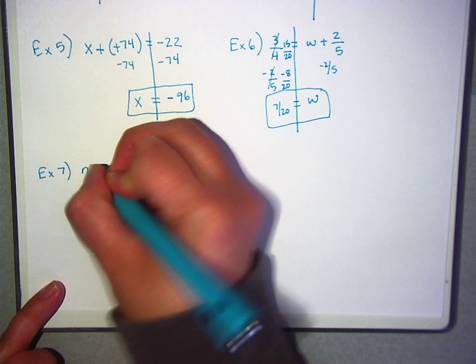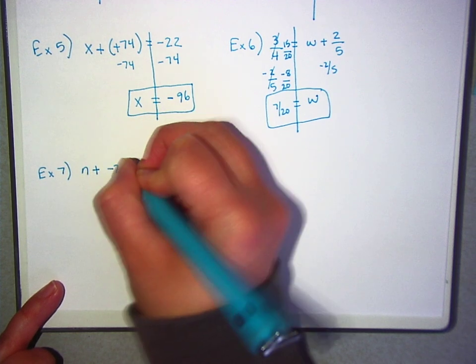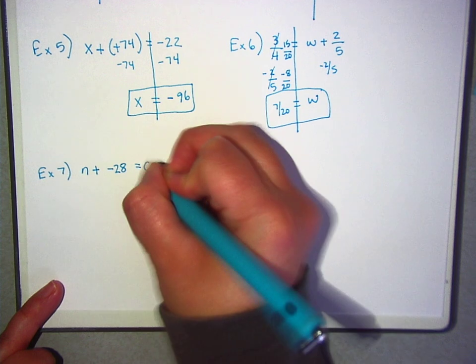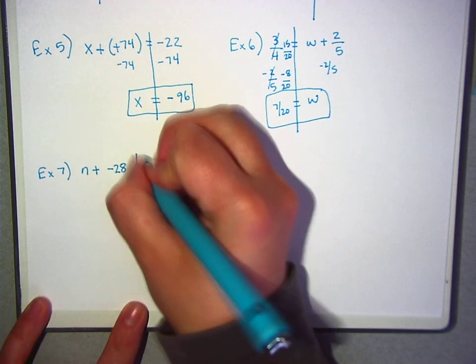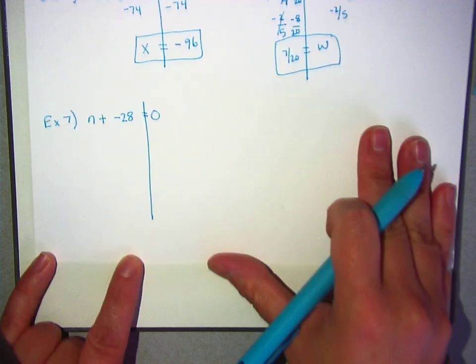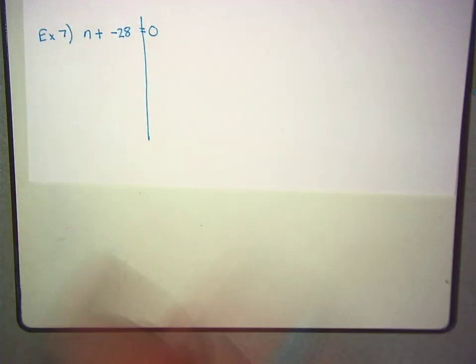N plus a negative 28 equals 0. Ideas? This is like the same thing as minus 28, right? So to get rid of it, we're going to add 28.